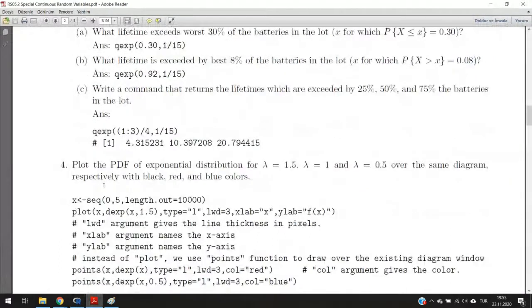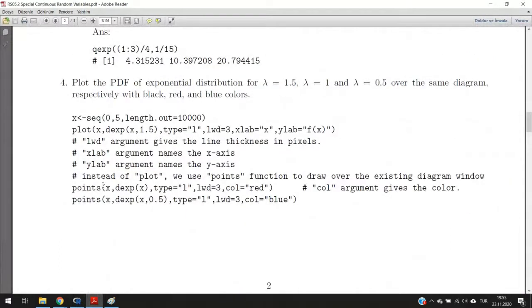And one more question where we can see the plotting issue of the probability density function here. It says, plot the probability density function of the exponential distribution for lambda equal to 1.5, for lambda equal to 1, and for lambda equal to 0.5 over the same diagram, respectively with black, red, and blue colors.